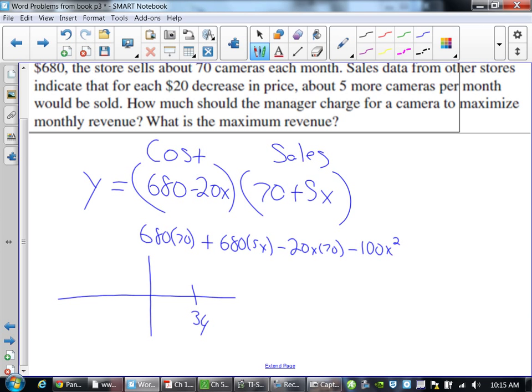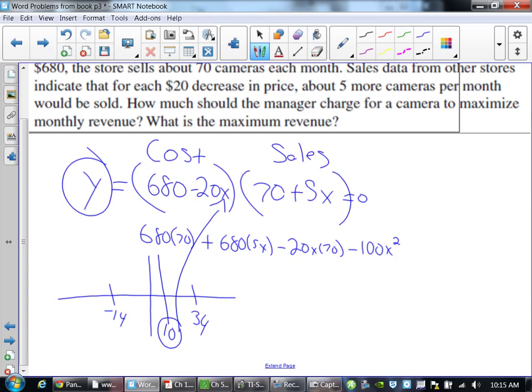Why is it negative 14? Set this equal to 0 and solve for x. Subtract, then 70 divided by 5. What's the halfway point between negative 14 and positive 34? It would be 10. So my axis of symmetry is at 10. So I take 10 and I substitute it in, and that will give me my maximum revenue.